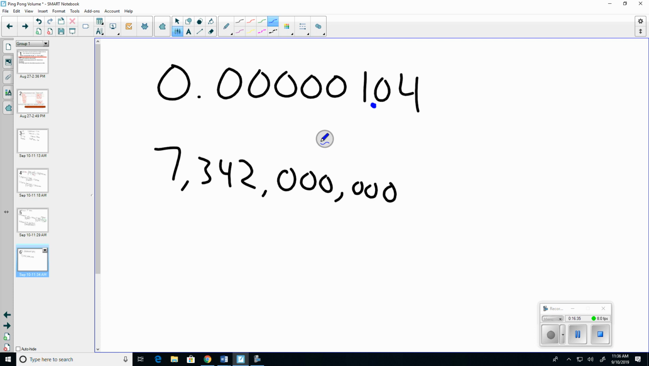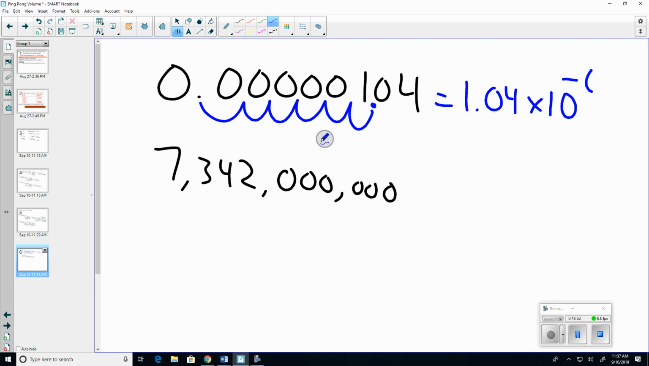And then, like some of you might do in metric, I would just count how many places I've moved. 1, 2, 3, 4, 5, 6. Which means this would be the same as 1.04 times 10 to the negative 6th. When it is a tiny number, it's a negative power of 10. The zeros are in front. 5 zeros in front of that.